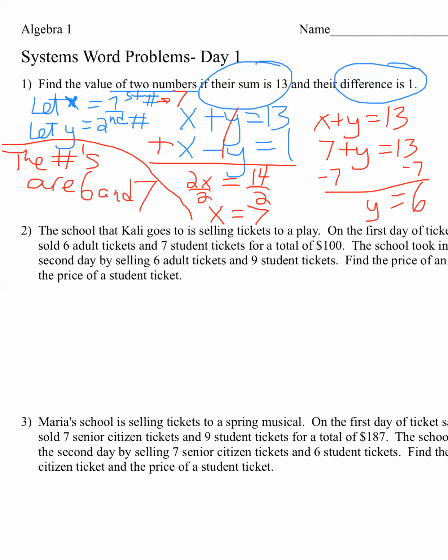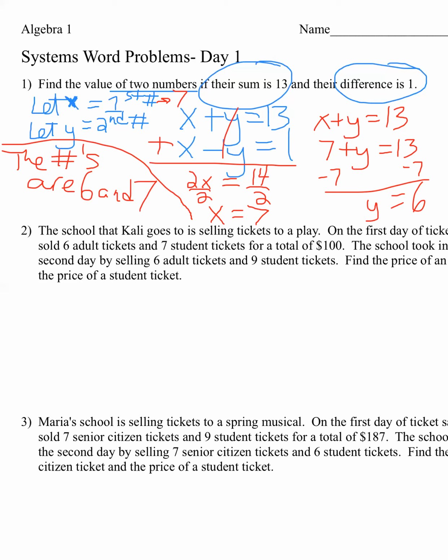Okay, so I actually want to jump down to number 4 because that's another problem that's very similar to this one. So let's jump down to 4 and do that one together. This one just so happens to be awfully similar. Find the value of two numbers if their sum is 15 and their difference is 1. So again, I'm going to say, let x equal my first number. I don't know what it is. I don't know what my second number is, so I'm going to call it y.